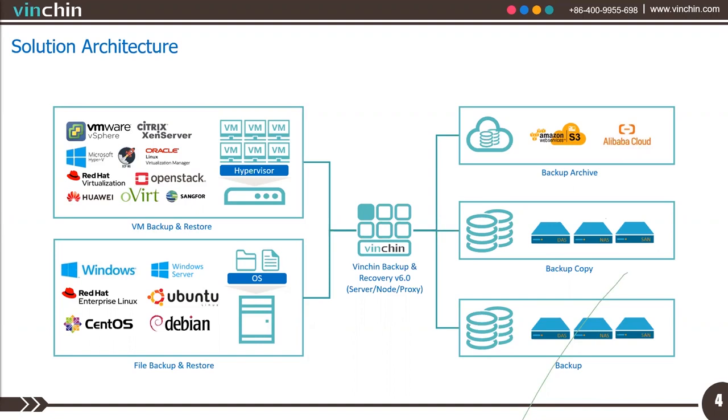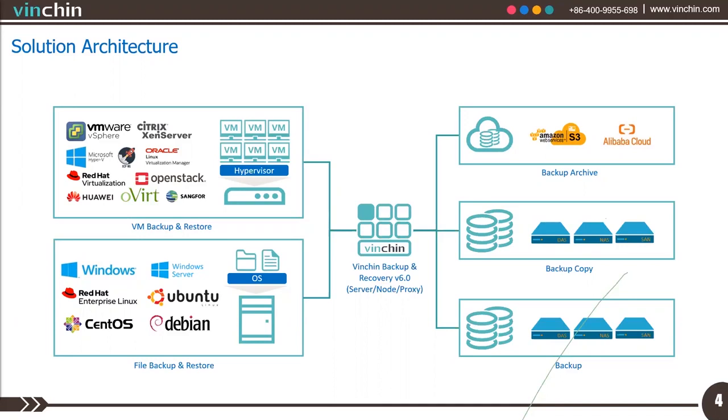And beneath virtual machine backup and recovery, as you can see, we have added file level backup and recovery for both Windows and Linux physical servers. In the middle of this diagram, there are Vinchin backup and recovery products, including backup server, backup node, and backup proxy. The backup proxy is new and is available in version 6.